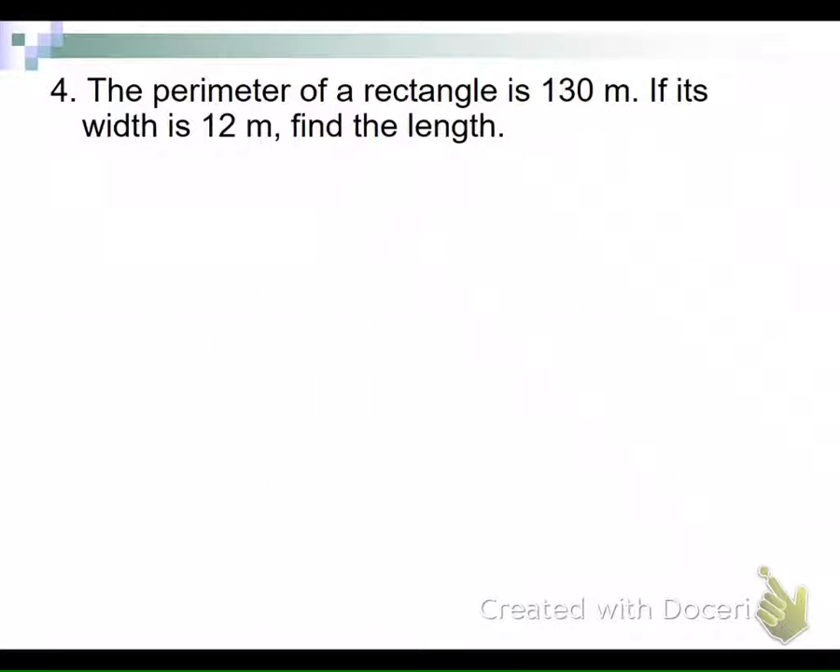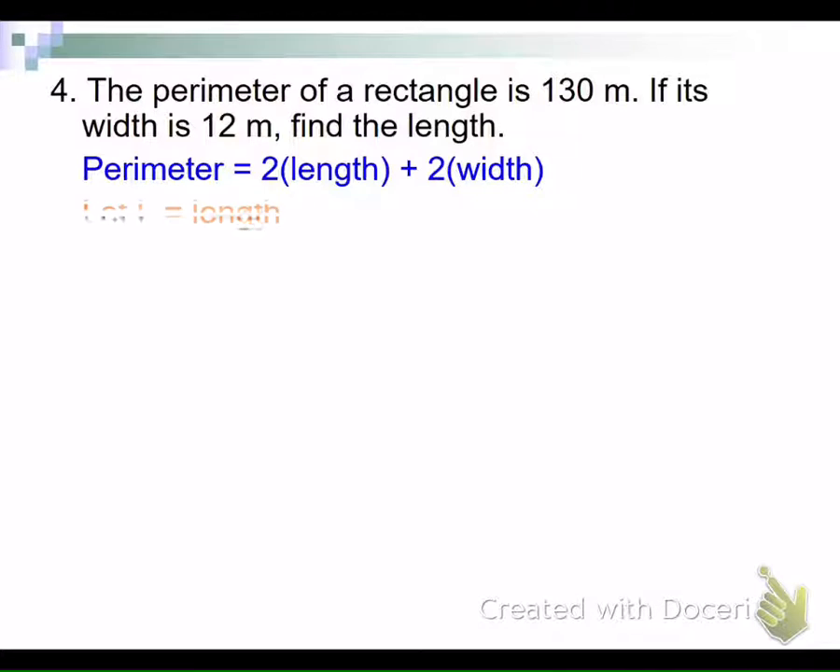Number 4. Does anyone know how to find perimeter? You add all the sides. Very good. Now, if you add the length and the width and the length and the width, you end up with 2 times the length plus 2 times the width. It sort of combines the like terms already for you.